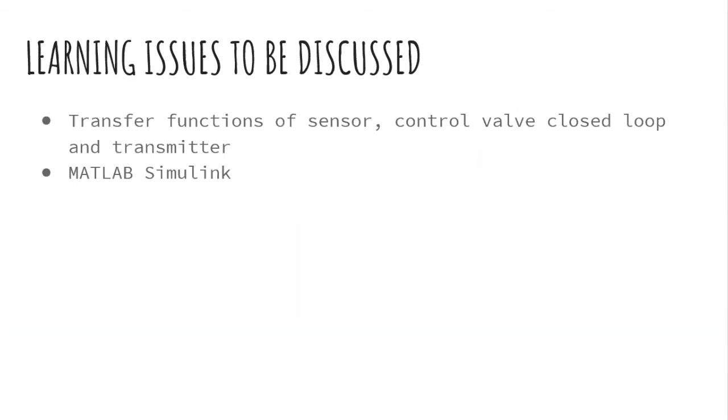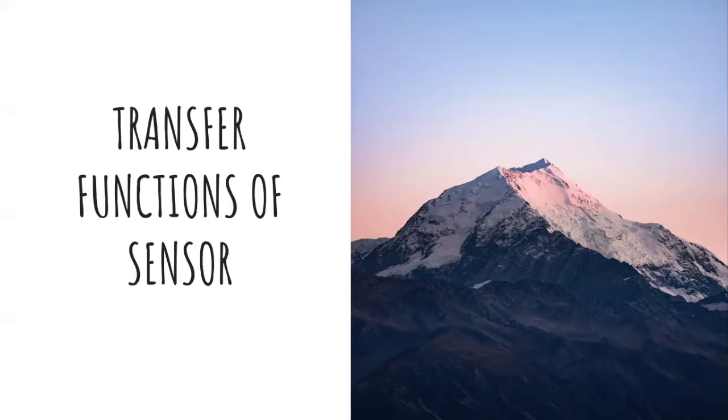These are the learning issues that we are going to discuss: the transfer function of sensor, closed loop and transmitter. And also we are going to discuss the Matlab Simulink. We are going to start with the transfer function of the sensor.